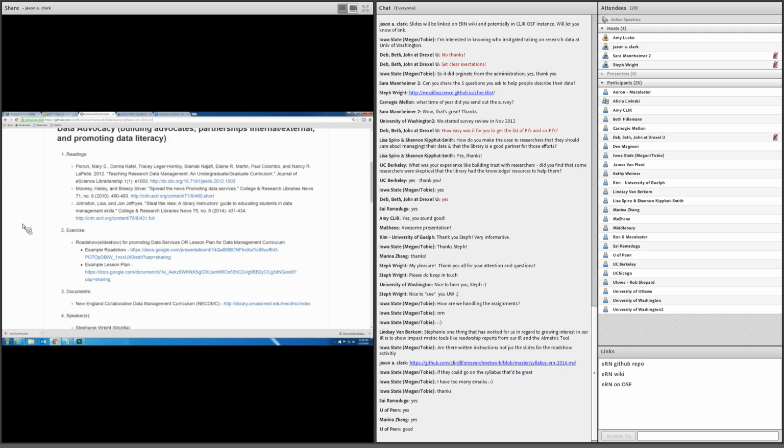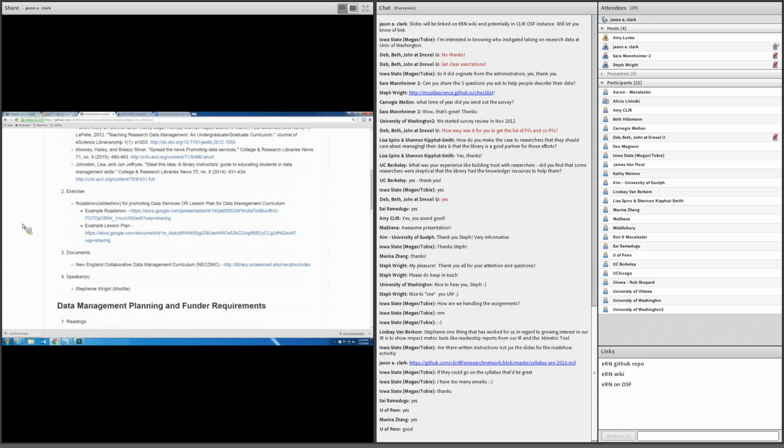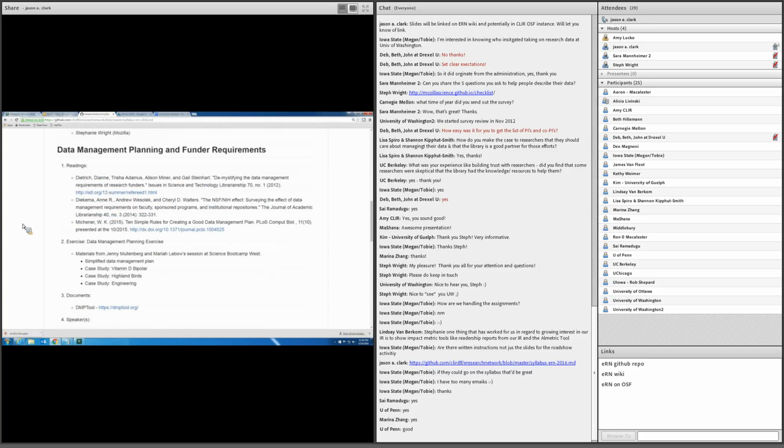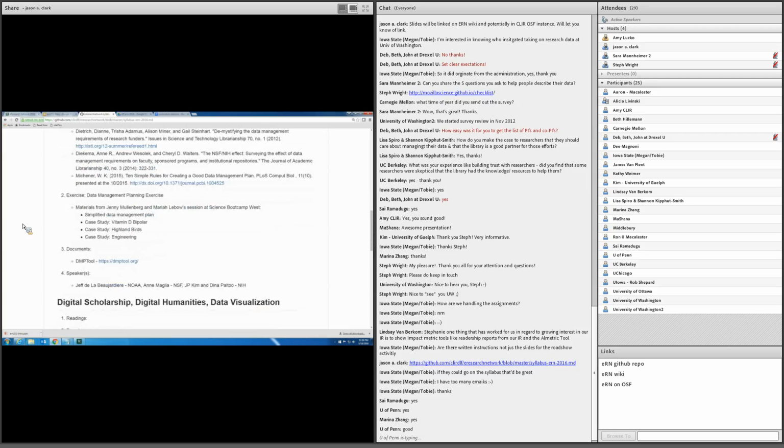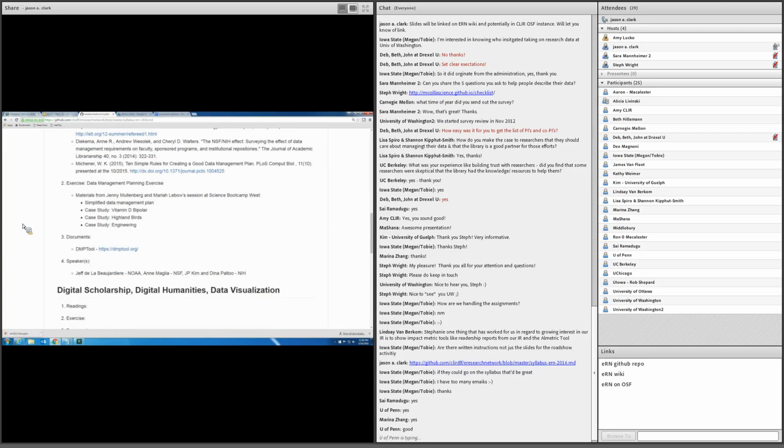I did want to also mention that we're set up for our next session. The next session will be more focused on data management planning and funder requirements, and we actually have representatives from NOAA, NSF, and NIH. Sarah and I are talking with JP and Dinah tomorrow to give them some questions for how to present to us. So that'll be another good one.